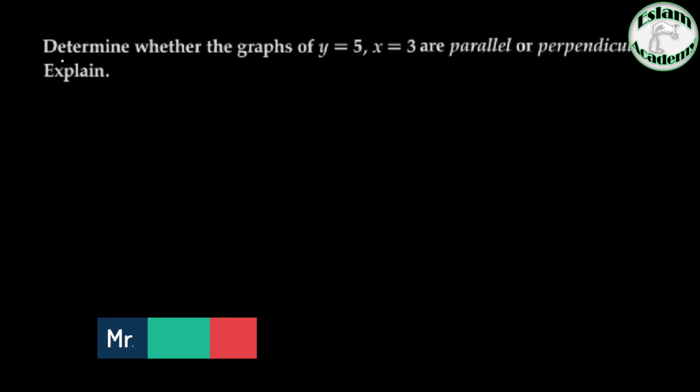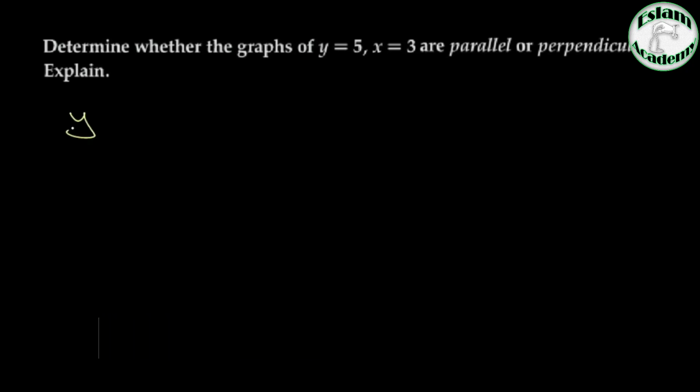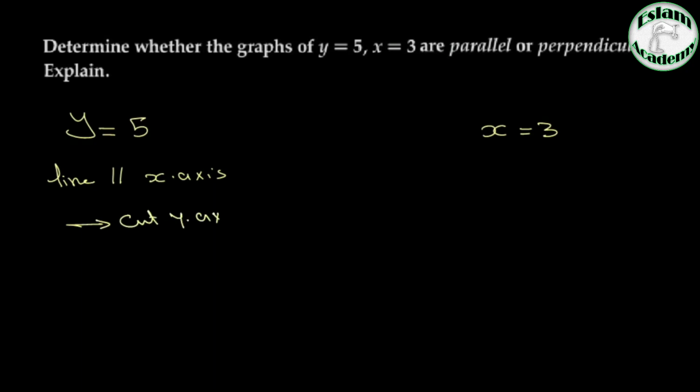In this problem, we need to determine whether the graphs of the lines y equals 5 and x equals 3 are parallel or perpendicular, with explanation. So that is the first line, y is equal to 5. And the second line, x is equal to 3. We said before y equals 5 is represented by a line parallel to the x-axis that cuts the y-axis at the point 5. So we have a horizontal line.